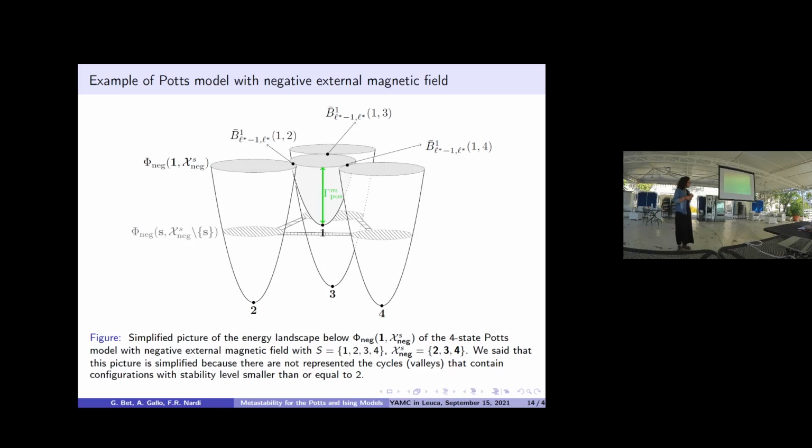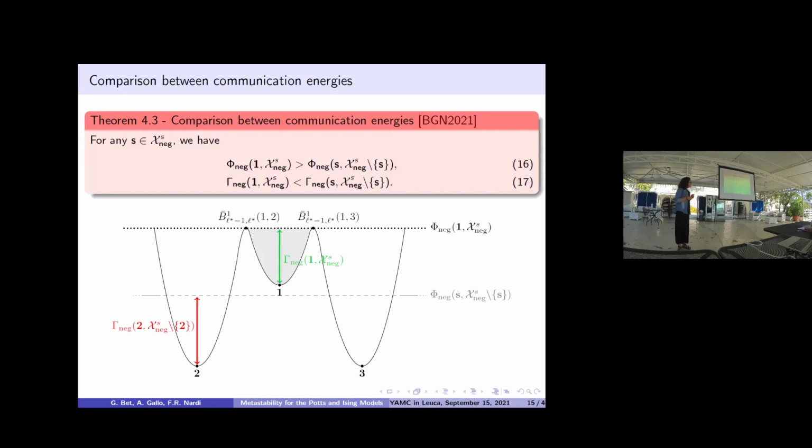While this level, that is gray, is at the communication energy between a stable state and the set of the other stable configurations. In the following theorem, we prove that the communication energy between the metastable state and the set of the stable configurations is strictly larger than the communication energy between the stable state and the set of the other stable configurations.